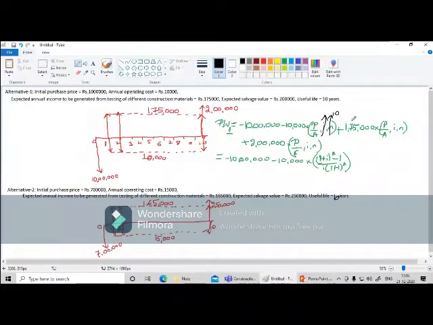So the value of I will be 0.1, because you are dividing 10% by 100. The value of n is 10. Why is the value of n 10? Because the 10,000 has been spread out across 10 years.